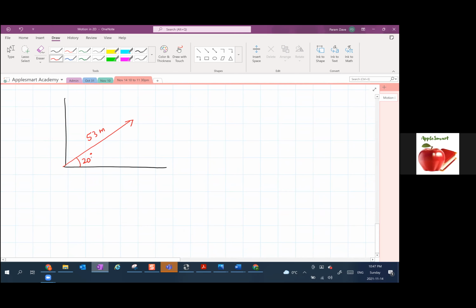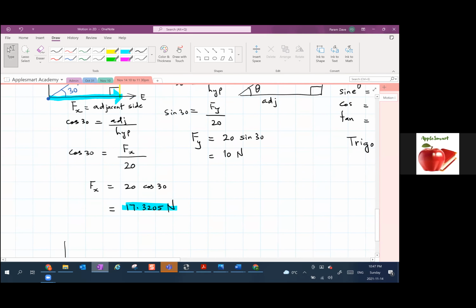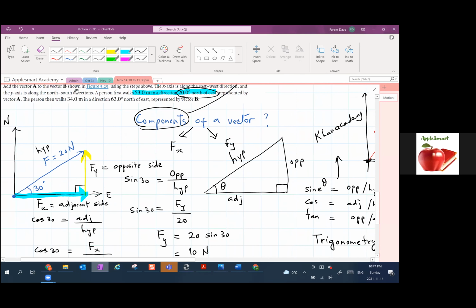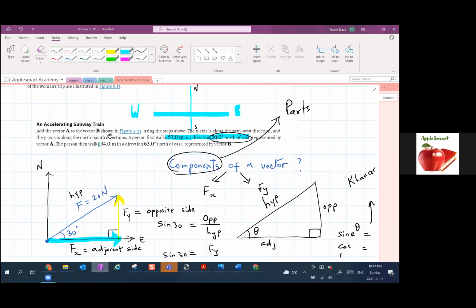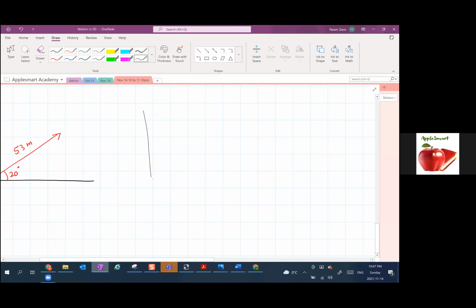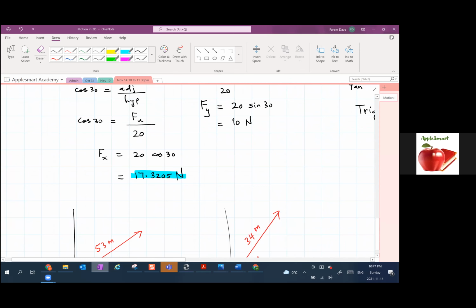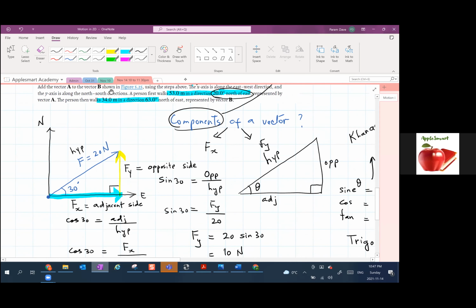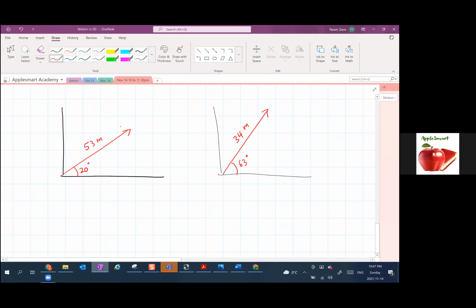20 degrees, that's it. And then now you have your second one. The person walks 34 meters, 63 degrees north of east. So 34 meters, and that is 63, I think it was. Yeah, 63 degrees north of east. So these are your two vectors, A and B, that you need to add.